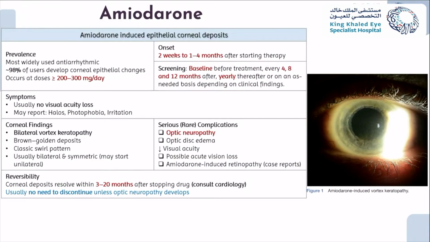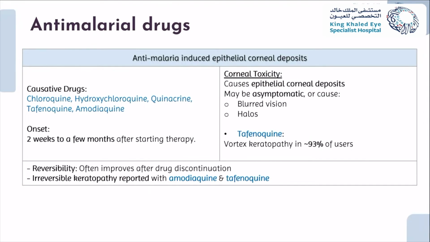For the corneal findings, we can find vortex keratopathy, brown golden deposits, usually bilateral. In severe cases, it will lead to optic neuropathy and optic disc edema. The corneal deposits are reversible, but we may have to wait 20 months after stopping the medication, and usually there is no need to discontinue unless we reach the neuropathy part.